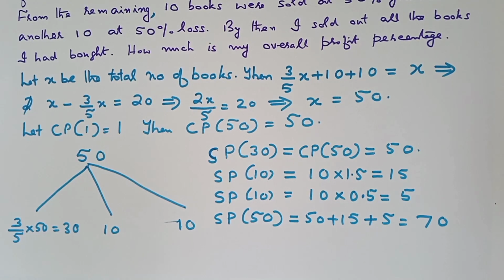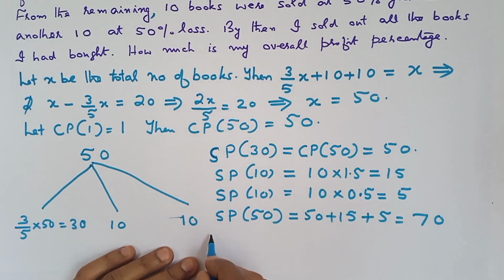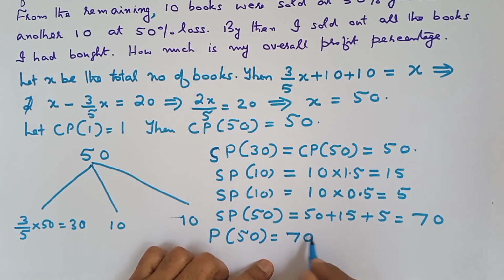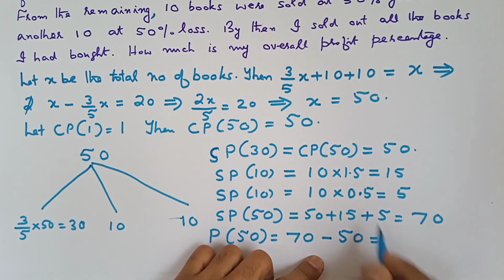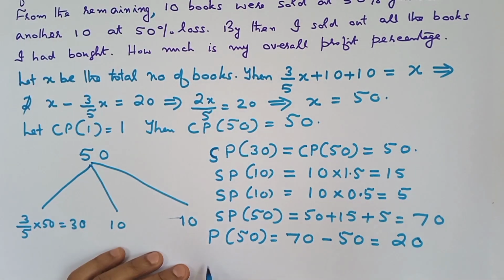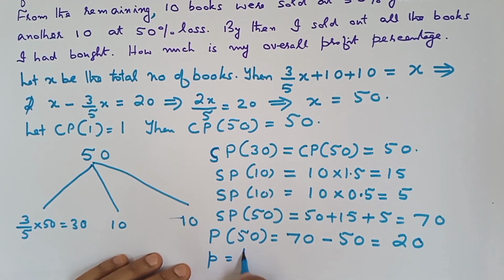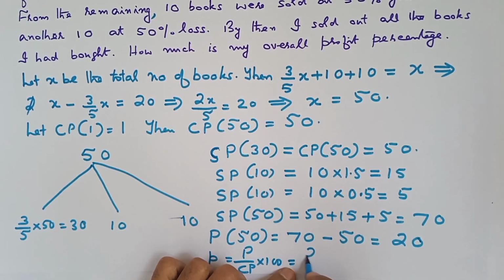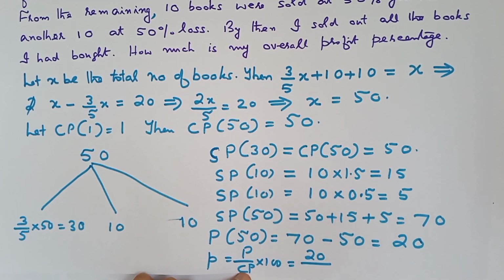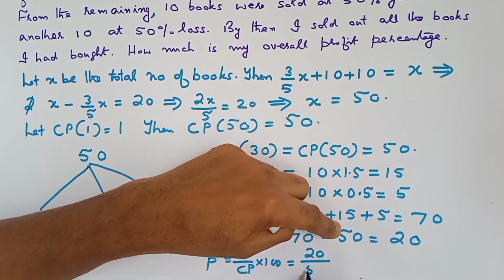You get the total selling price of all the books I had sold, which is 50 plus 15, 70. Now we got cost price of 50 books and selling price of 50 books. Therefrom you get profit of 50 books: 70 minus 50, which is 20. Now we need overall profit percentage. Let's use the basic result for converting absolute profit into profit percentage. This is that. So profit found out to be 20. CP. So since profit is done for 50 books, CP of 50 substituted here.